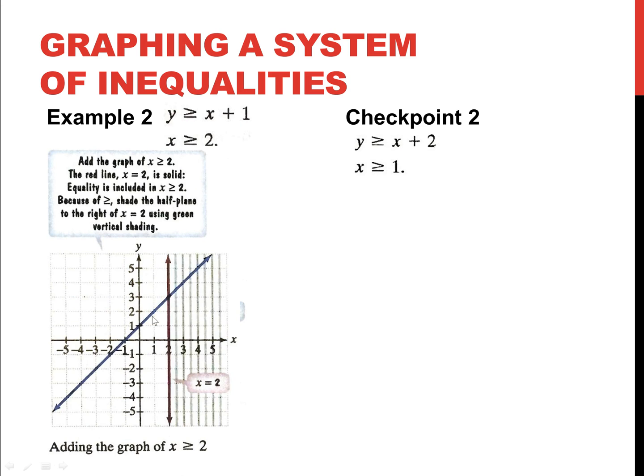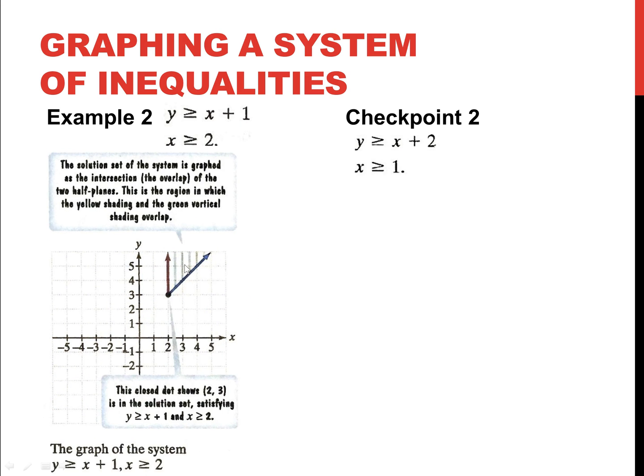So now that we have both, the only places it's true where both would shade. So the first equation, the blue line here, shades up. And the red line, or the second equation, x is greater than or equal to 2, shades to the right. And the only place they overlap is in that upper V section. And because both of them are or equal to, we have a closed dot. So go ahead and graph checkpoint 2 using my example 2 as a reference. I'll be here when you get back.